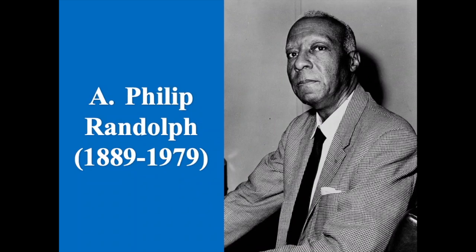Indeed, A. Philip Randolph is going to be instrumental in lobbying President Franklin D. Roosevelt to ban discrimination in defense industries during World War II, and would also pressure President Harry S. Truman to issue an executive order ending segregation in the armed services. Later on, in 1963, A. Philip Randolph will be one of the primary organizers of the March on Washington.